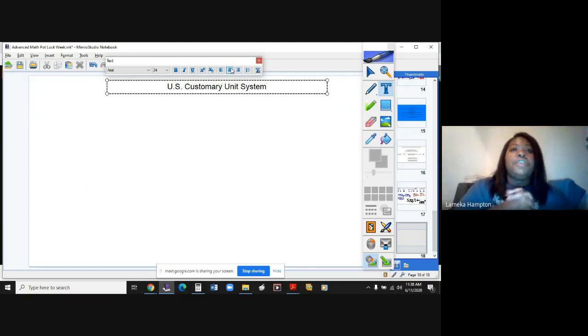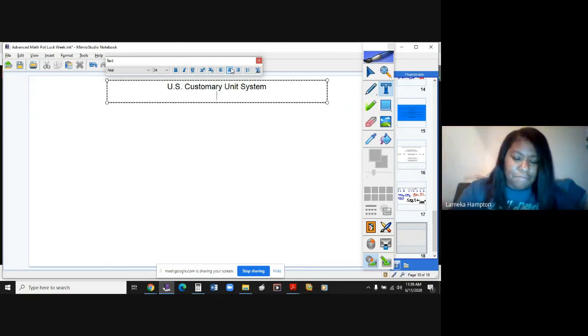Now, again, America really wanted to be smarter than everybody else, and America did not want to use the metric system. So, of course, the powers that be, whoever they were at the time, decided, hey, let's create our own U.S. customary unit systems of measurement. Now, this is what we are familiar with.